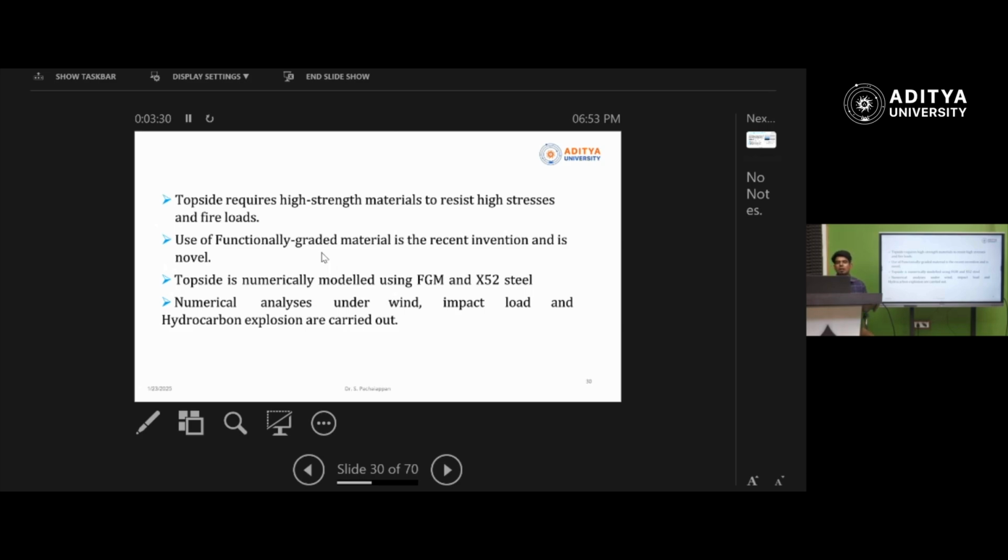Preliminarily, I'm going to show the top side. That means the offshore structure is modeled by using FGM and X52 steel. And I performed the analysis where the top side is subjected to wind load, impact load, hydrocarbon fire and explosion. I also performed the free vibration analysis. All these loads acting together on the structure, what are the consequences? That is also what we are going to discuss. After that, I will go to the research scopes.